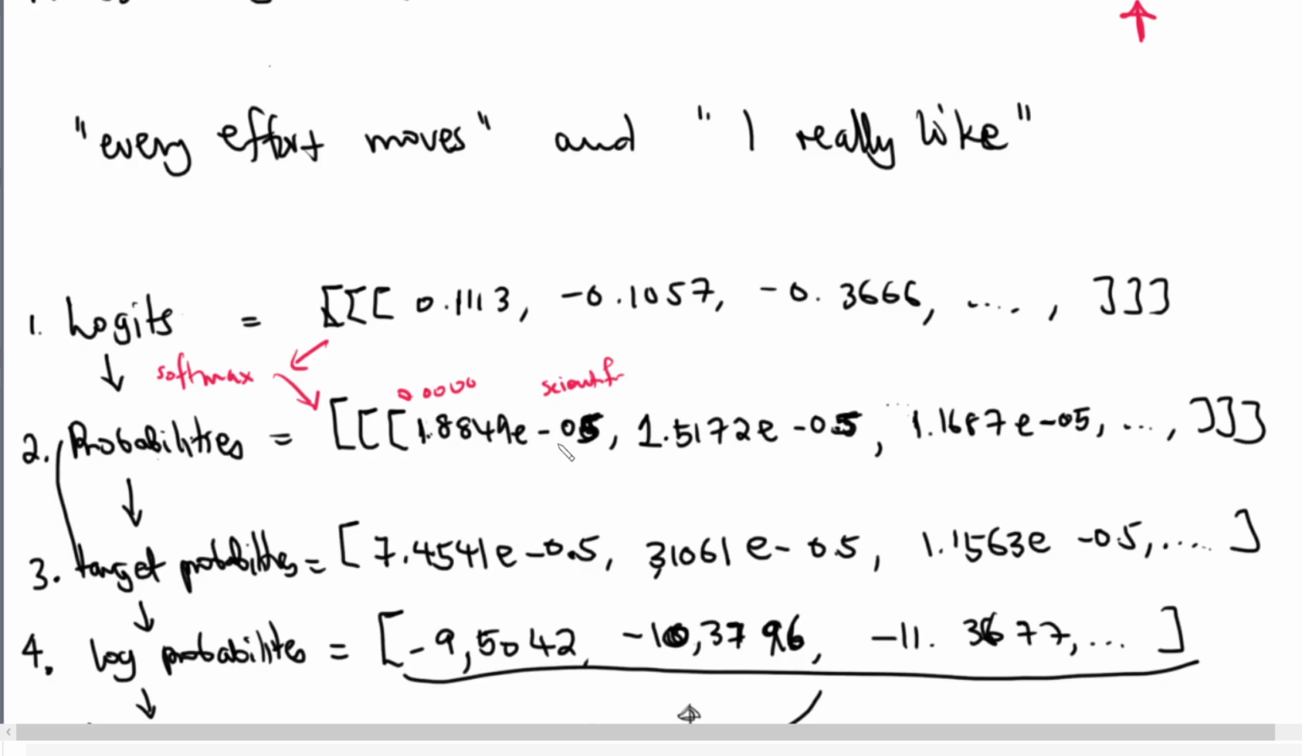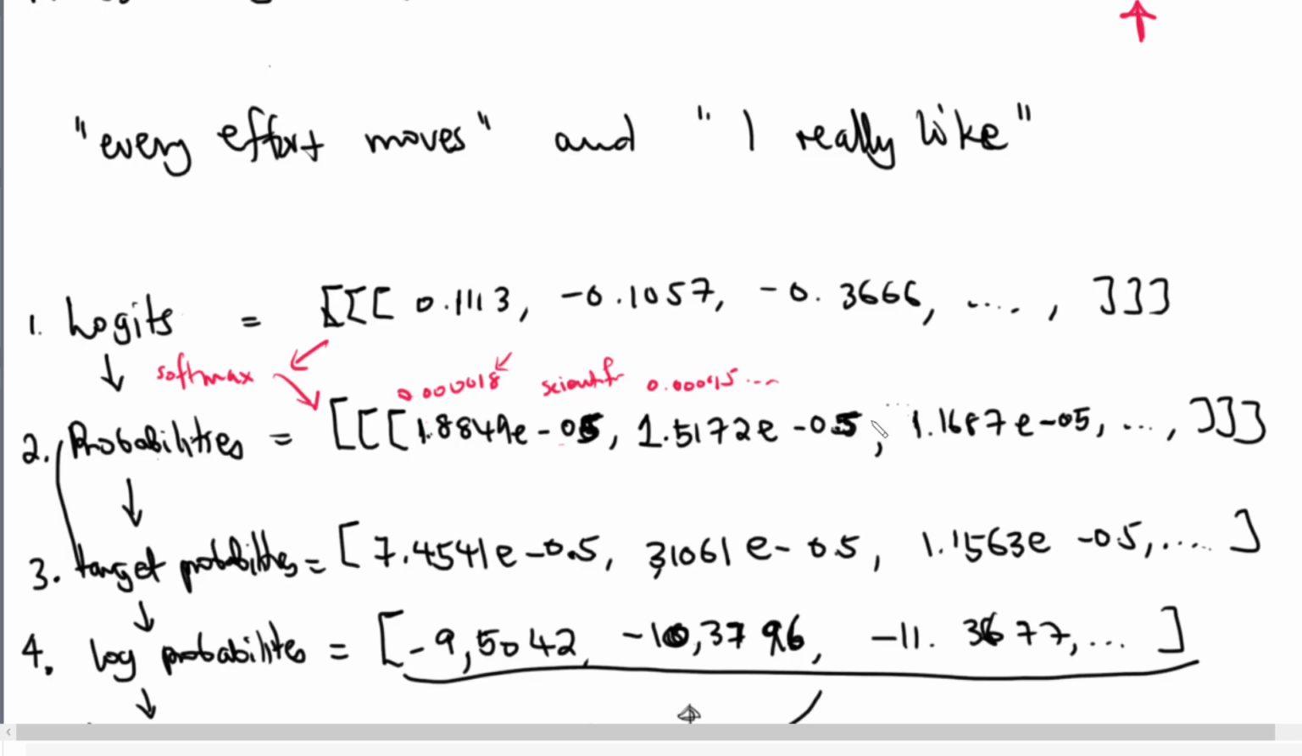0.000018. It's just scientific notation. It's much easier to write it this way than to write it with decimals like this. And this is going to be 0.000015, and stuff like that. That's what we're trying to do.